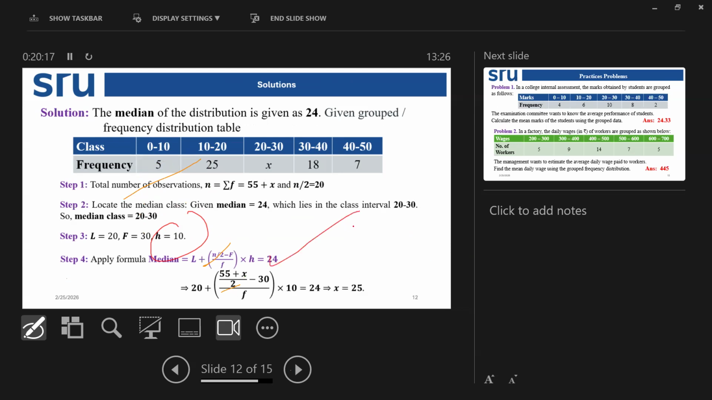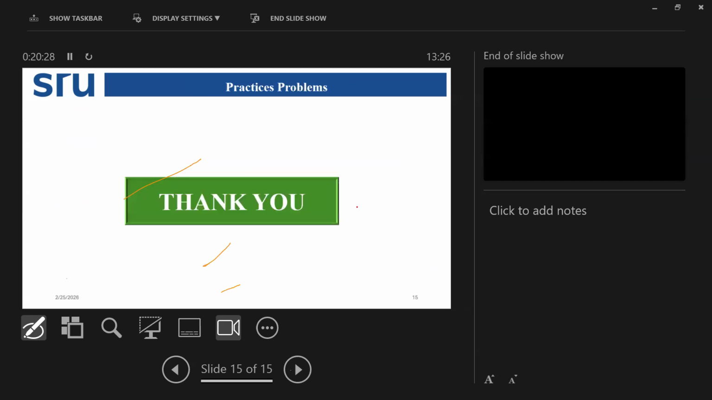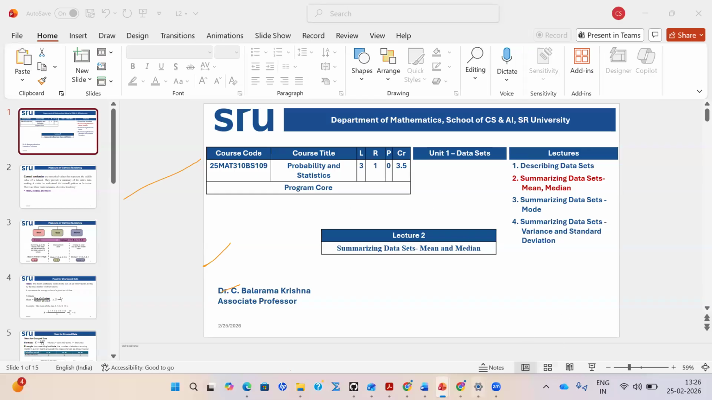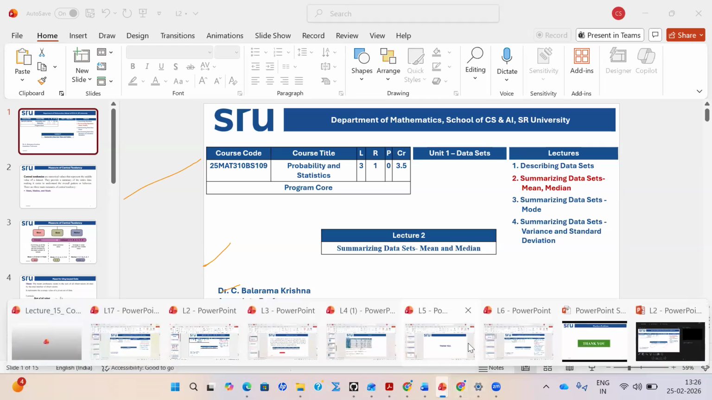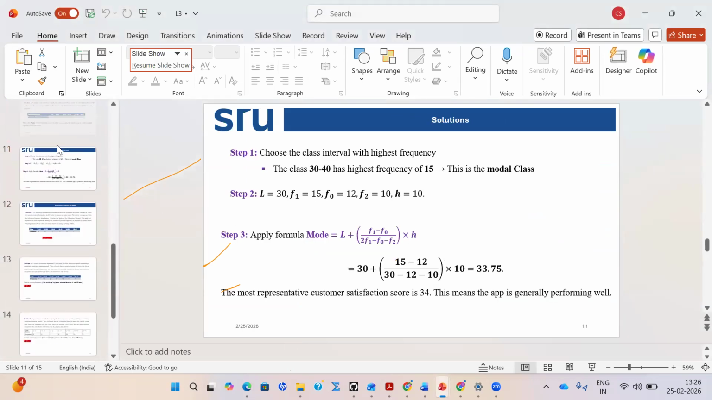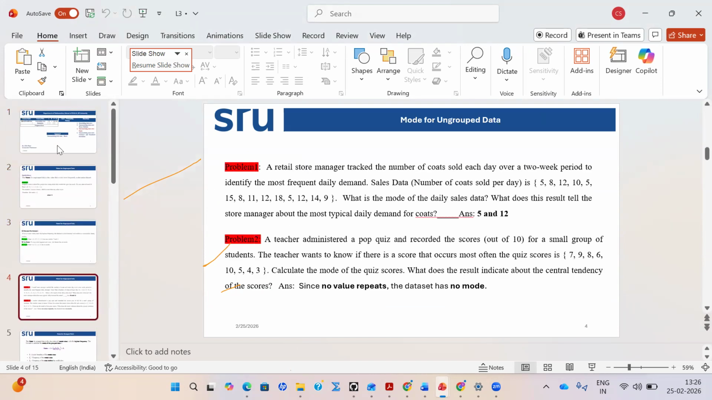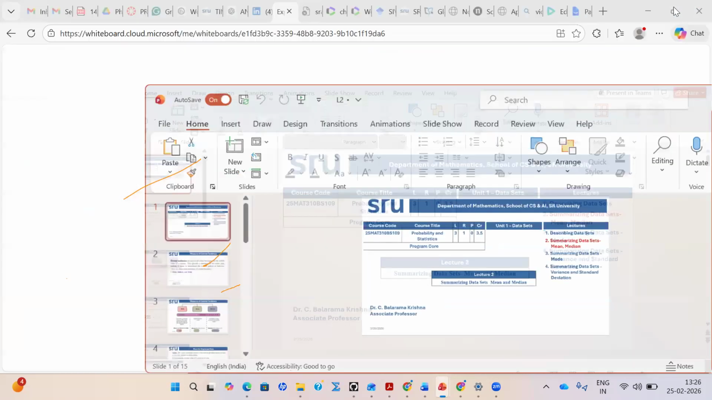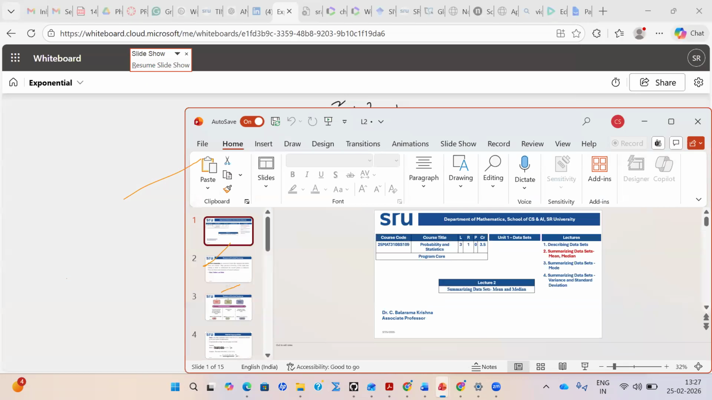Okay? Any doubt in this calculation? Any doubts? Fine. We'll move further. I think this is related to summarizing the data sets, and now we will try to understand lecture 3.